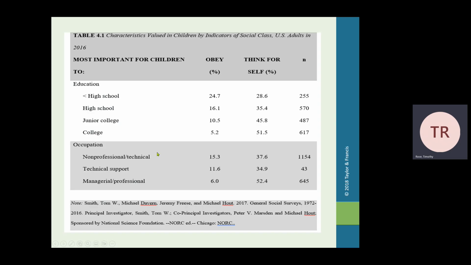And so here's that promised slide showing the data from the General Social Survey. We can see at the top, the question was, what is the most important characteristic for children?